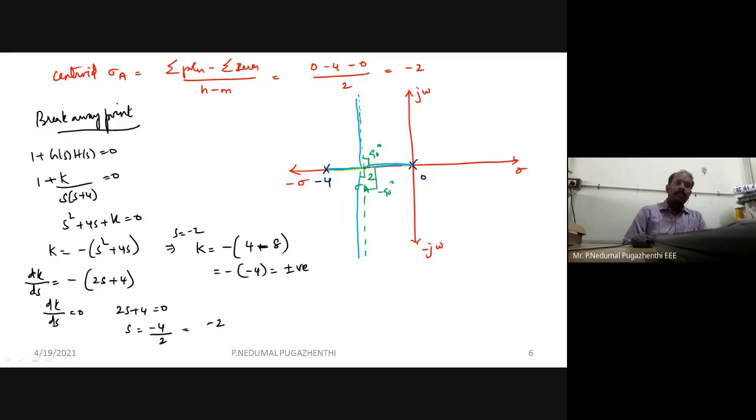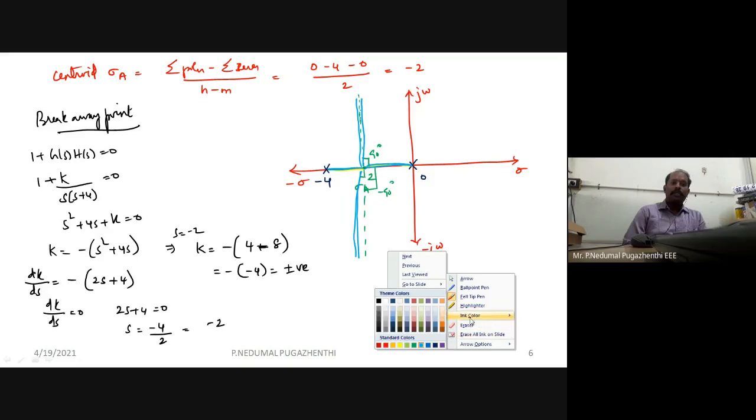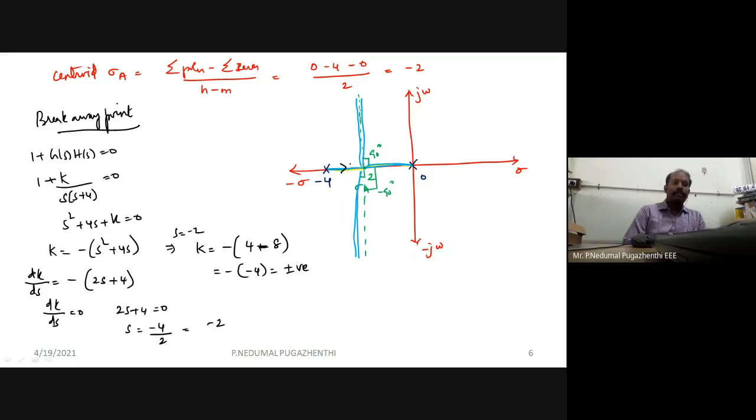They will meet at s is equal to minus 2. Then they will travel exactly along the asymptotic lines. With the help of asymptotic lines, they move away. So let me draw the direction of the root locus. This is how they travel normally. They will not cross, and k is equal to plus infinity. This is the way the root locus is going to travel.